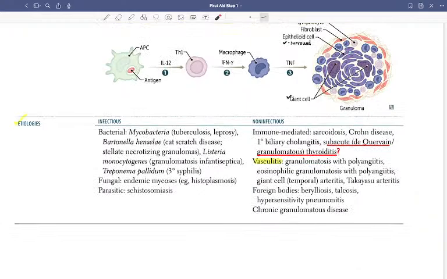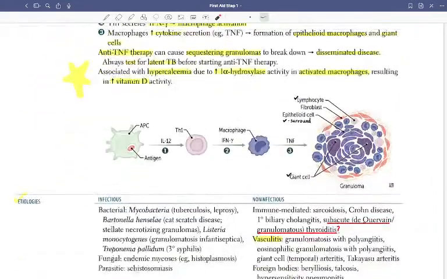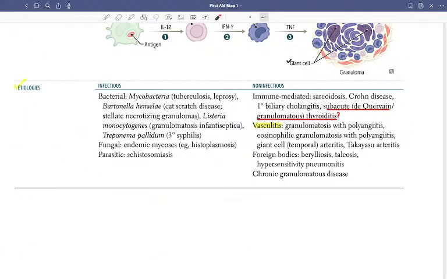Next, etiologies. When you have granulomatous inflammation, very important: Mycobacterium tuberculosis; Bartonella henselae, cat scratch disease, with a starry sky appearance, a stellate necrotizing granuloma; Listeria monocytogenes, granulomatosis infantiseptica, famous for causing meningitis in children and pregnant women; Treponema pallidum, tertiary syphilis; endemic mycoses, histoplasmosis; and schistosomiasis.